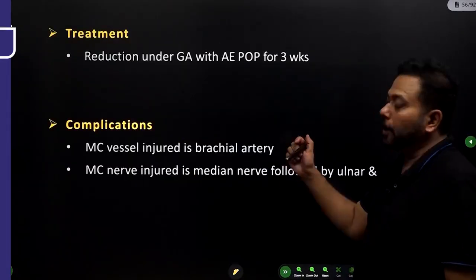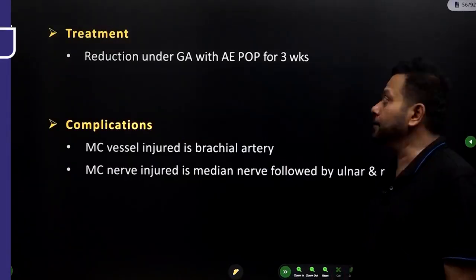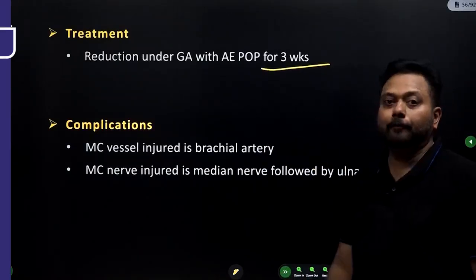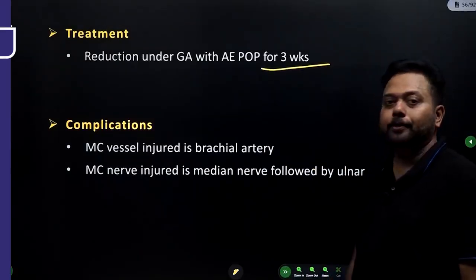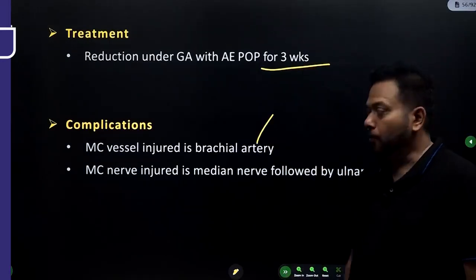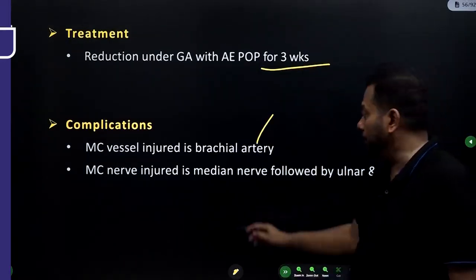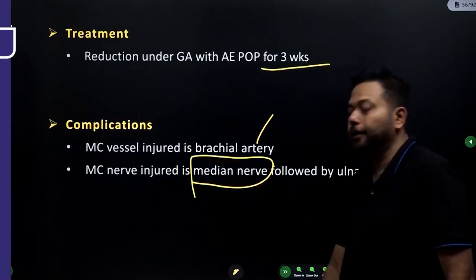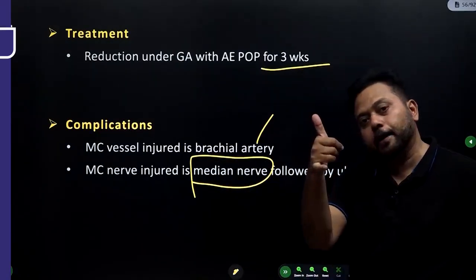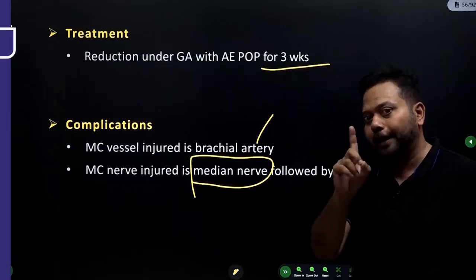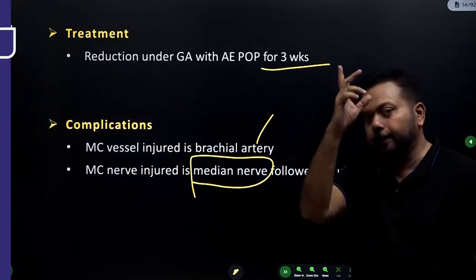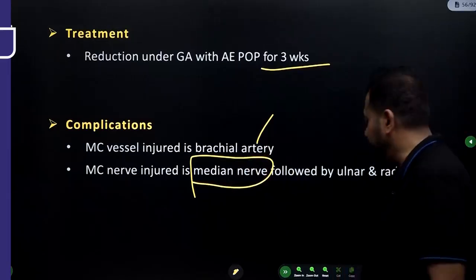Now coming to treatment: reduction under general anesthesia with an above-elbow POP slab and immobilization for a minimum of 3 weeks. And the complications: the most common vessel damaged in elbow dislocation is the brachial artery. The most common nerve damaged in elbow dislocation is the median nerve. Very, very important: the most common nerve damaged in supracondylar fracture is the anterior interosseous branch of the median, not the median directly. In elbow dislocation, the most common nerve damaged is directly the median nerve. This is the catchy point.